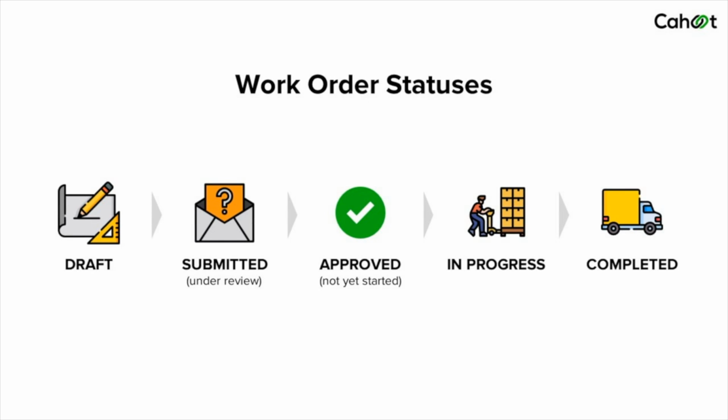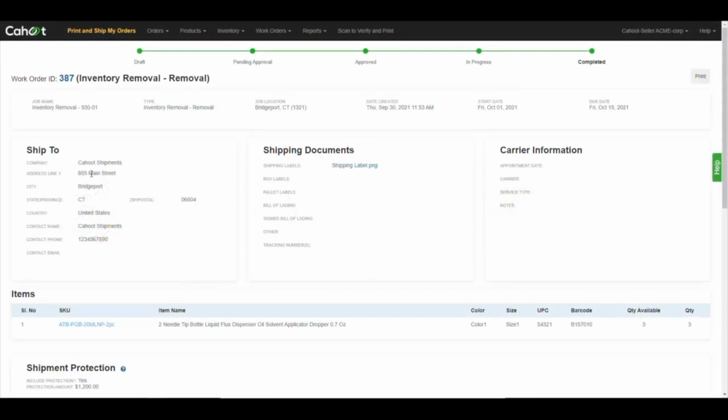Now let's look at an example work order to see what's inside. The work order details page provides a structured way for you to submit information regarding the work order you want completed. It records all the product details, captures its requirements, and serves as a communication portal between you and Kahoot for questions related to projects you've requested.